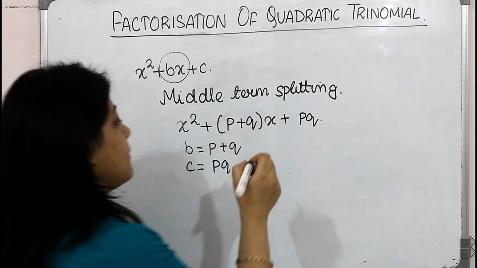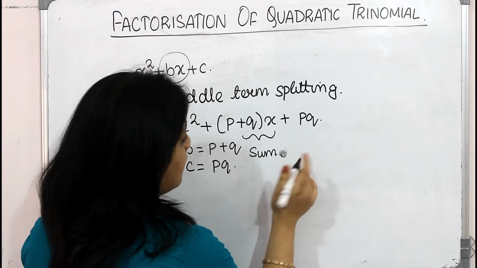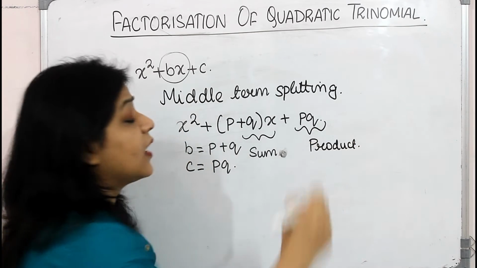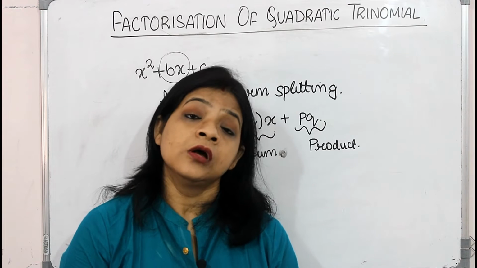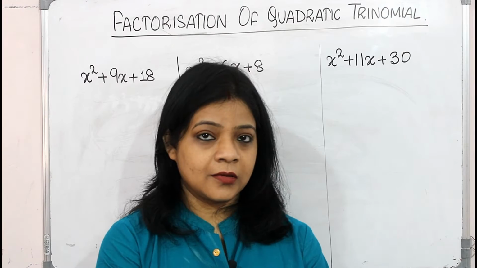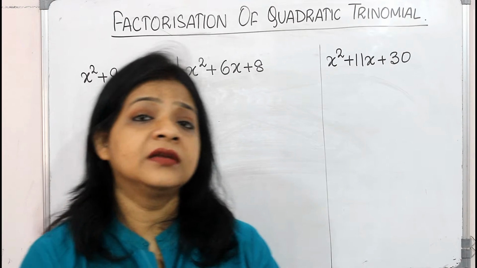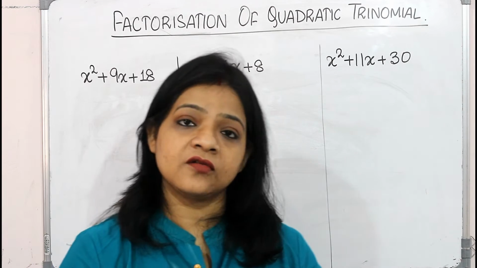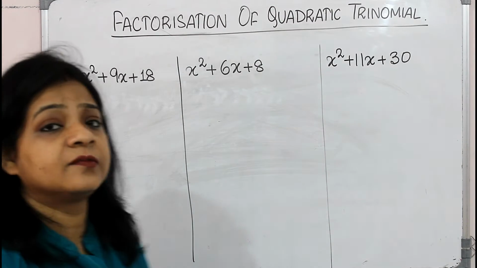Means the middle term will be in the form of a sum and the last term will be in the form of a product. Okay, now how is it done? Let us take one example and try to do middle term split. So these are some of the examples where we are to do middle term splitting and hence find out the factors of this quadratic trinomial. So let's get started. The first example is x square plus 9x plus 18.